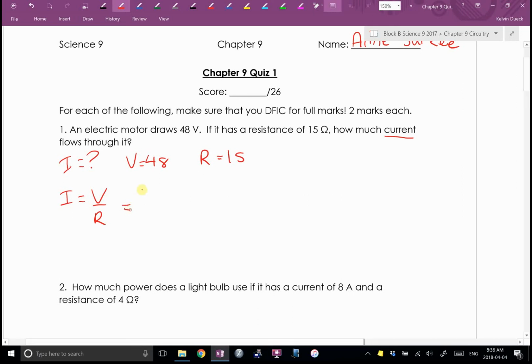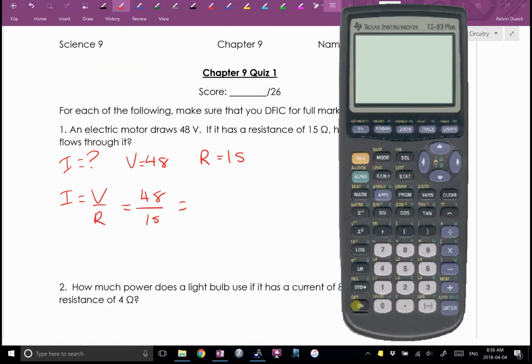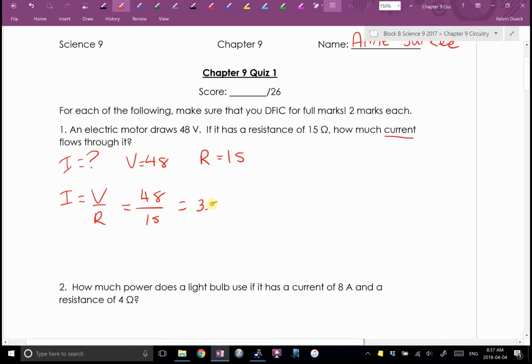But the voltage is 48. R is 15. Can I do that in my head? If I divide by 3, it's going to be 16 over 5, which is going to be 1.4, 2.4? Am I way off? I'm way off, apparently. You guys are all looking at me weird. 48 divided by 15. 3 point something. Sorry, 3.2, not 2.4. Wow. Way off, Mr. Dewick.